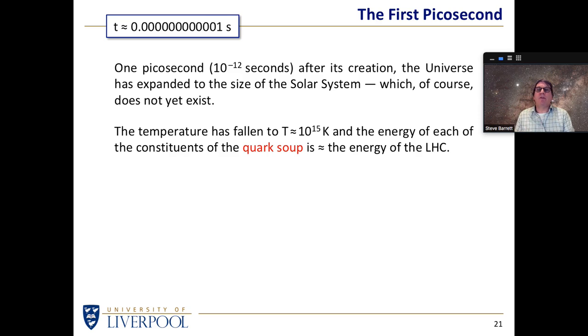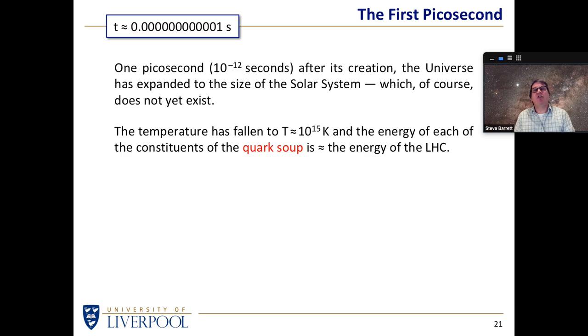At 1 picosecond, the temperature has fallen to a mere 10 to the power 15 Kelvin. So what's that? 1,000 million Kelvin. And the reason that we think we've got an idea of what's going on from this point onwards is that the universe, we believe, is just a soup of fundamental particles. Sometimes it's called a quark soup. There'll be a whole load of quarks in there and a whole load of electrons, fundamental particles swimming around in this expanding sphere.